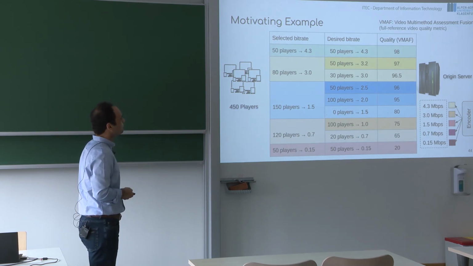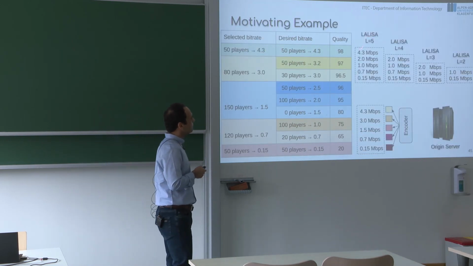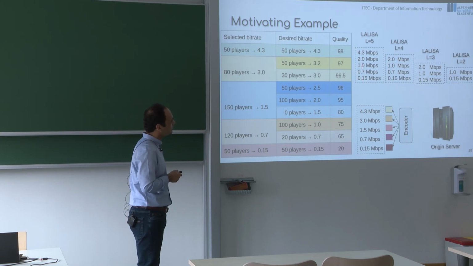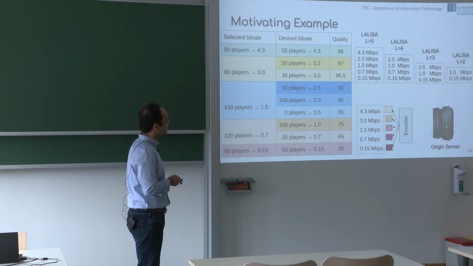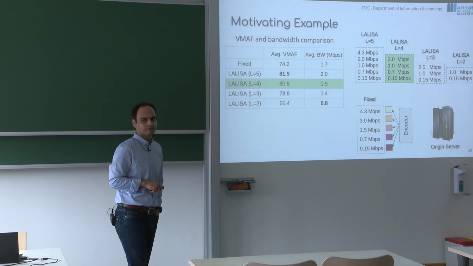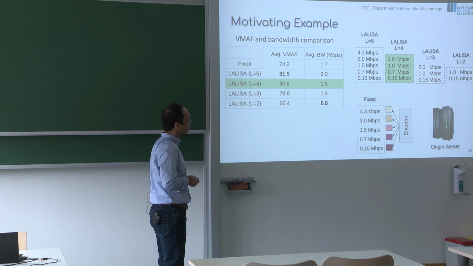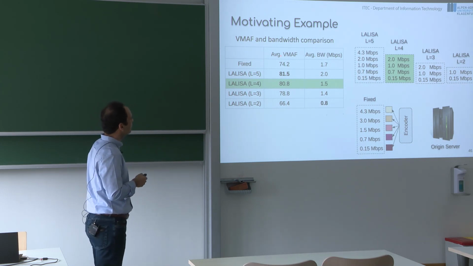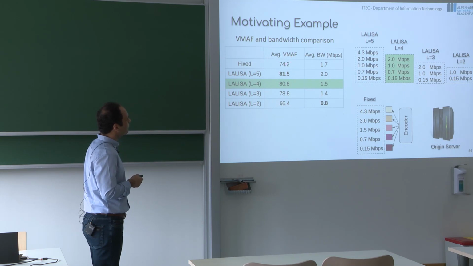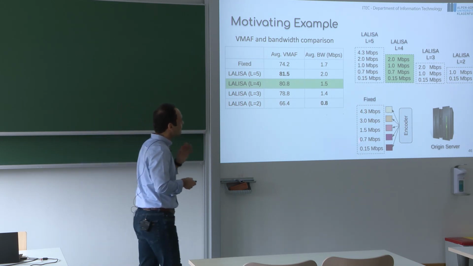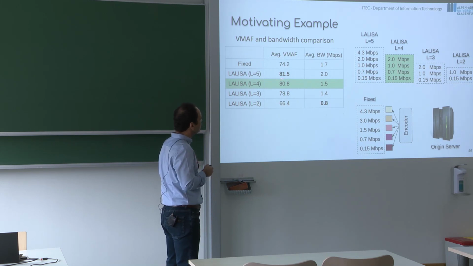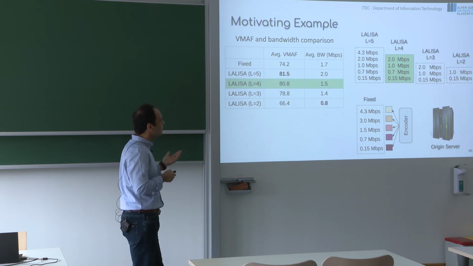So by having these qualities, if in Lalisa we change the ladder to this set of values here, or here with the length of 4, or here with the length of 3 or 2, we have some gains here. Which gain? For example, in terms of VMAF, if we consider the fixed ladder that's selected at the beginning of this motivating example, in this ladder we have the average VMAF and the bandwidth that we need for each client based on the request. But if we have this same length of the fixed ladder, we can provide better quality with a little bit more bandwidth.